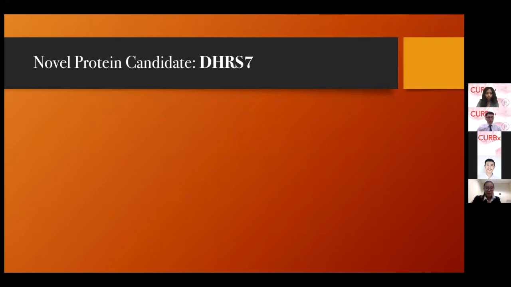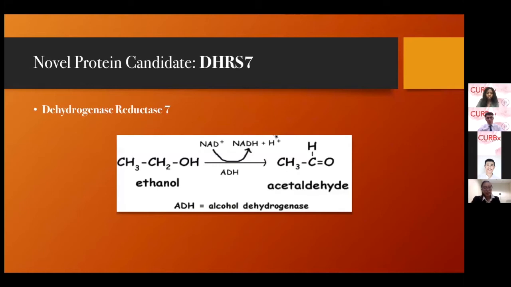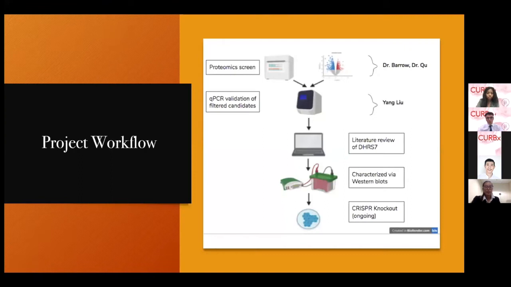And like I mentioned before, my protein is DHRS7, also known as dehydrogenase reductase 7. It's a generally uncharacterized protein, but there is a paper stating that it can be used in the reaction of ethanol to acetaldehyde, the metabolism of alcohol. And in brown fat specifically, it's not clear what its significance is. All we know is that it resides in brown fat as well, and this symbolizes a sense of novelty and excitement in the field. So I'll give a brief overview of my project workflow.